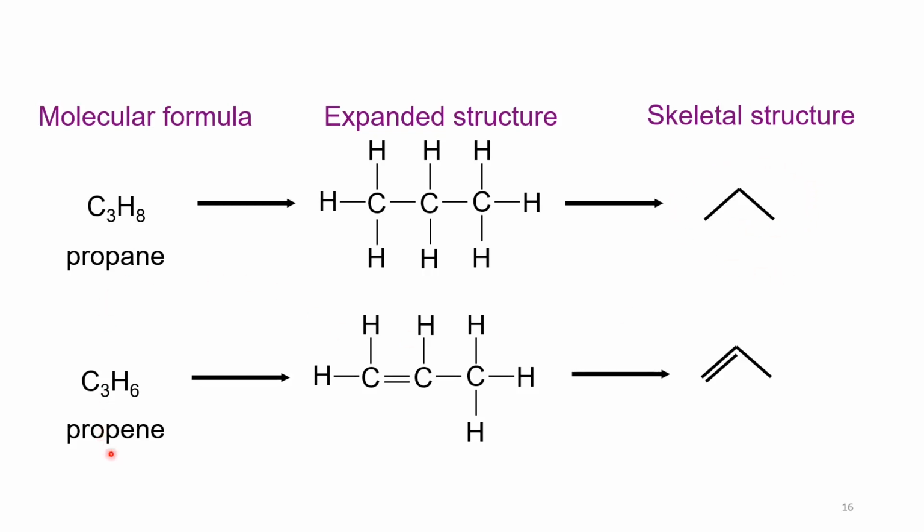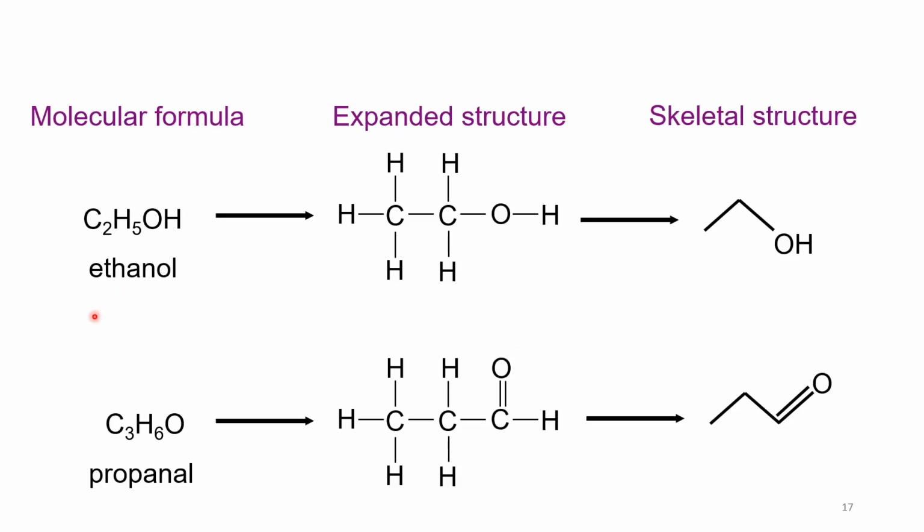The next one is propene, CH2. Okay, and then this carbon forms a double bond. We write another line here to show the double bond. So this is CH2, CH, and this is CH3. Okay, so this is the skeletal structure for propene. The next one is ethanol from the expanded structure. So the first carbon is CH3, this point is CH3, and then we have CH2, and this carbon is attached to OH.